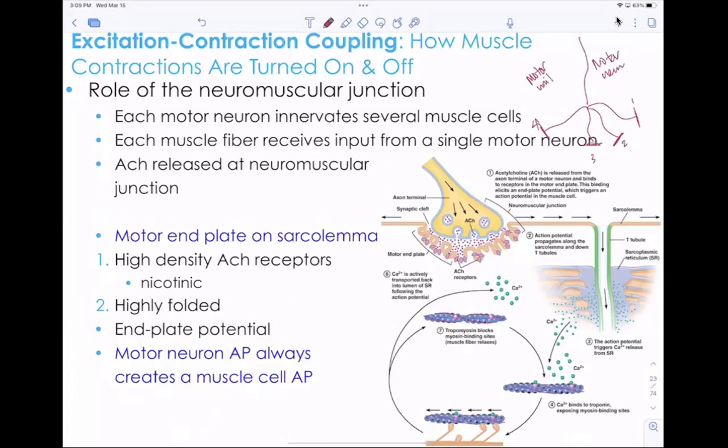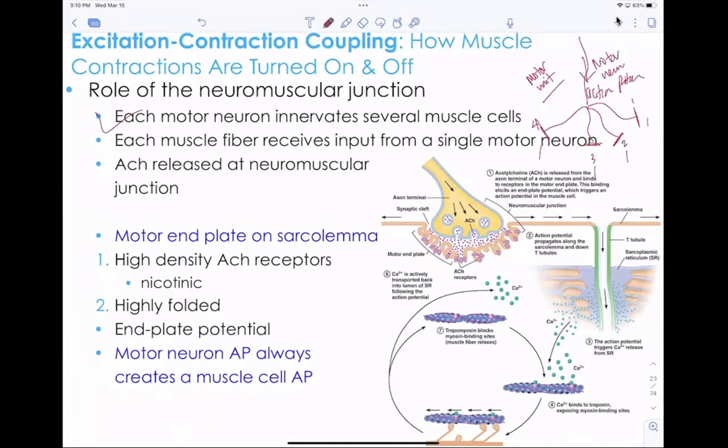So we'll talk about that again a little bit later. But that's what's meant by each motor neuron can innervate several muscle fibers. If this motor neuron has an action potential, all of these then form action potentials at the same time. So if the motor neuron activates, all the muscle fibers that it innervates in that motor unit are going to activate at the same time.